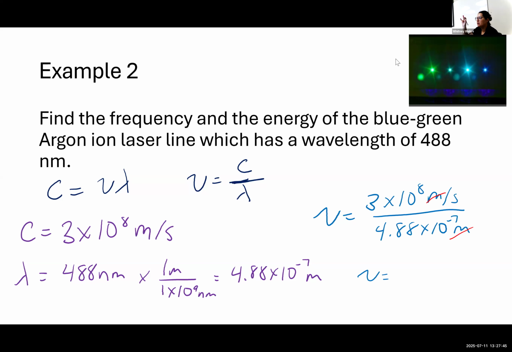Do both frequency and energy? Yes, do both. The setup is exactly the same as before, you're just changing out the lambda for the new number. This lambda is a lower wavelength, which means our frequency should be higher and our energy should be higher than the last one, from 600 nanometers to 400 nanometers. My frequency for this one was 6.15 times 10 to the 14th, 1 over seconds, or seconds to the minus 1. The next step would be to calculate energy.